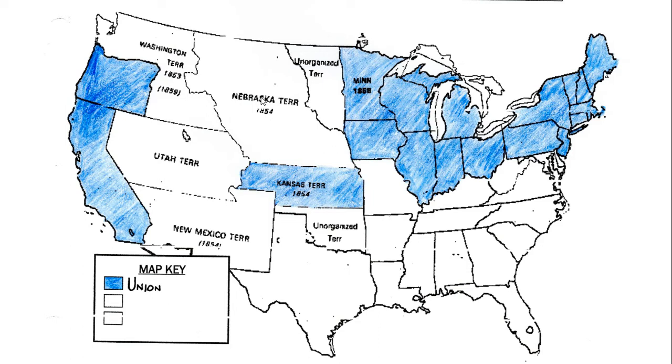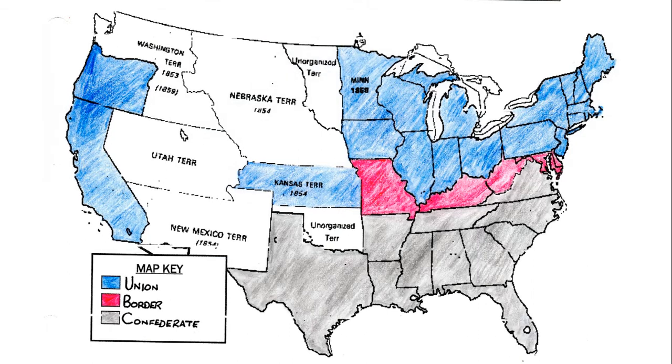It's the North, even though Kansas is kind of in the Midwest and it's not even a state yet at the start of the war. It's just a territory. And then Oregon and California out here are in the West. Anyway, these are the Union states right here in blue. You keep going, and then you've got the red states right here of Missouri, Kentucky, West Virginia, Maryland, and Delaware. They are border states.